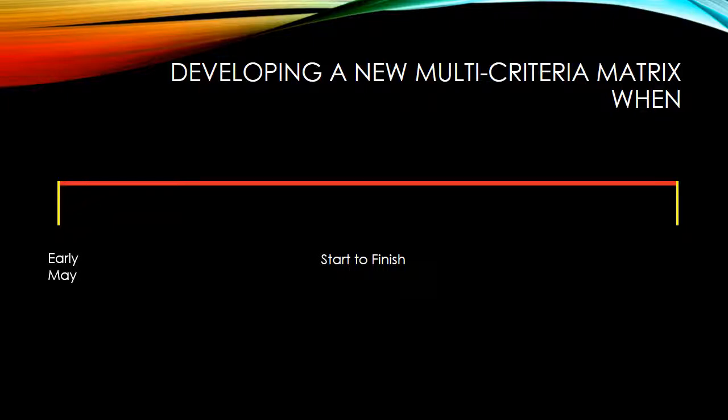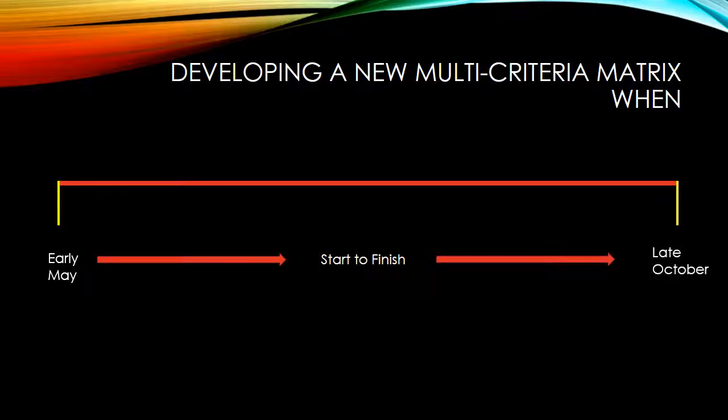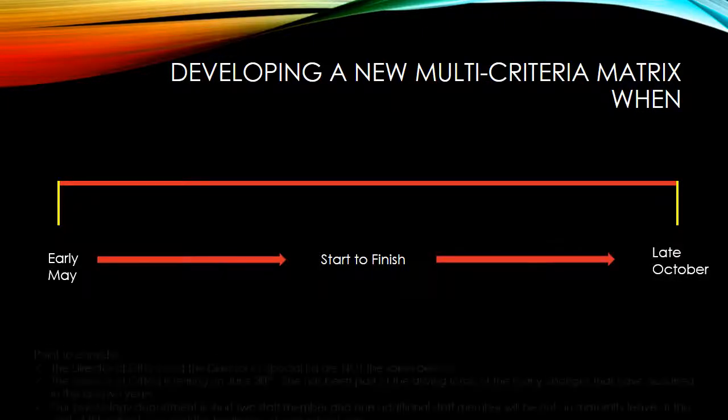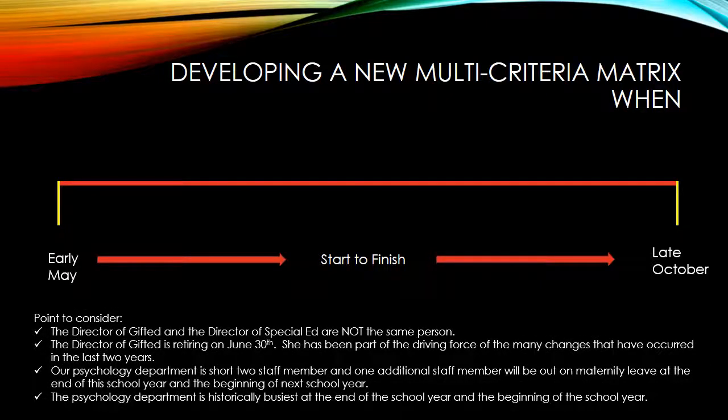Ideally, we would like to start this process in early May. The director of gifted is retiring in June, and so I think it's important to get this process started before she retires. It won't be completed before she retires. We're looking at probably not being able to complete it until late October, but with her retiring, we want to make sure that we get this process started.